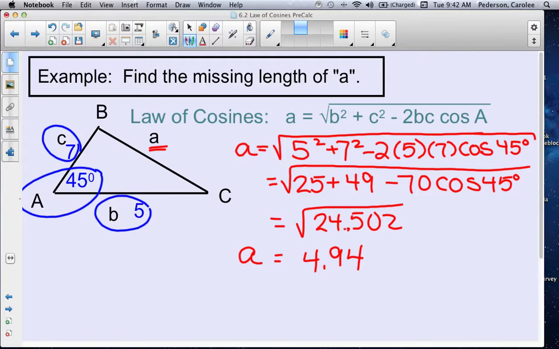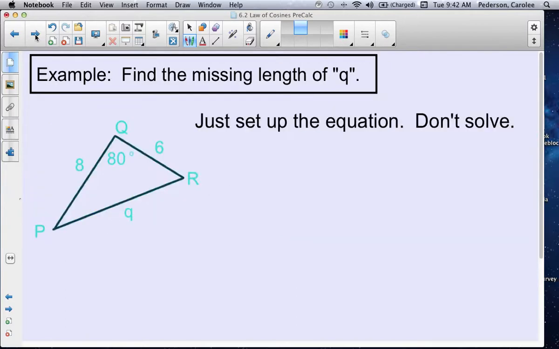Okay, on that one. This example, we're not going to solve it, but I just want you to notice the difference. When you have different letters, not a, b, and c, can you still use the pattern of the formula to set it up? So this is your side p. Remember, it's always opposite the angle. This is side r, opposite this angle, and then side q.